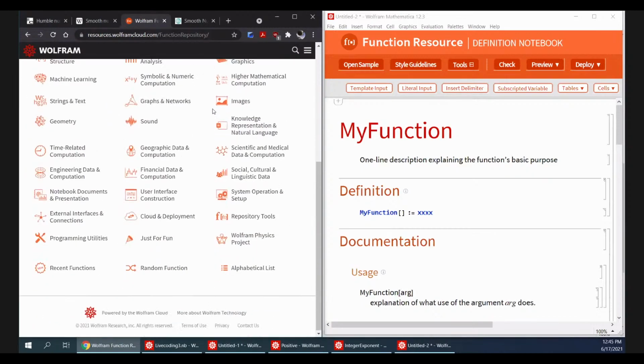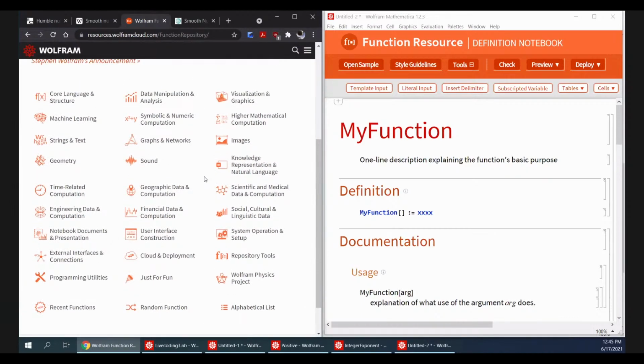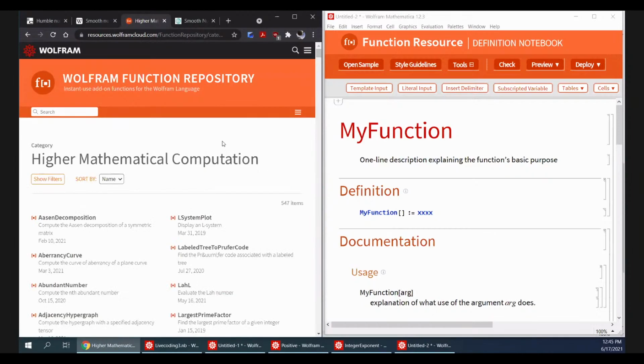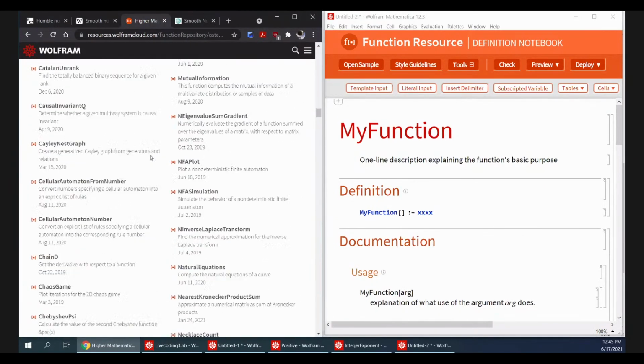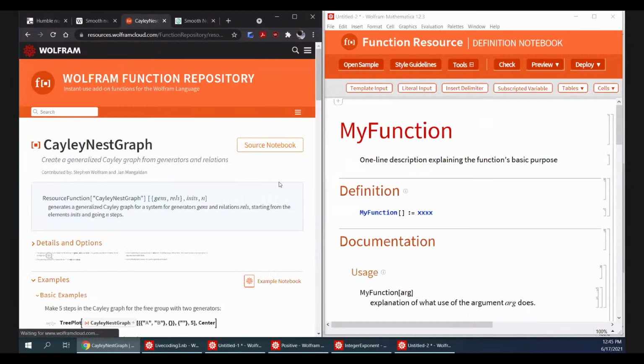What we have is a lot of user submitted functions, and these all have to get approved, so that means that they're all pretty well made. Just because we've got a really good team here, obviously Bob and Daniel, who are some of the people who would be looking at these functions. For example, we can go into higher computational math. We've got a lot of functions here that people have made. We'll just look at one of them.